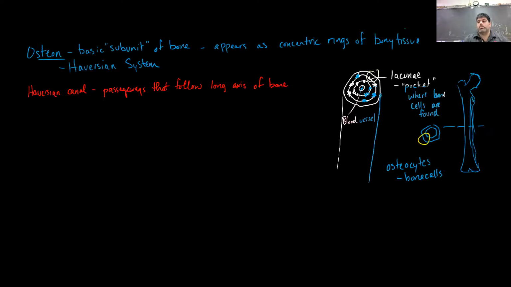So osteocytes are bone cells. And we have a couple of different types of cells that we associate with bones. We have what are called osteoblasts.